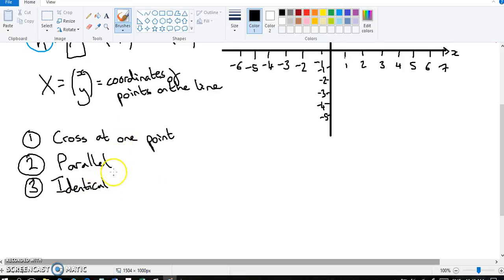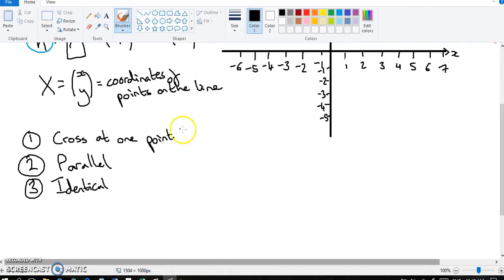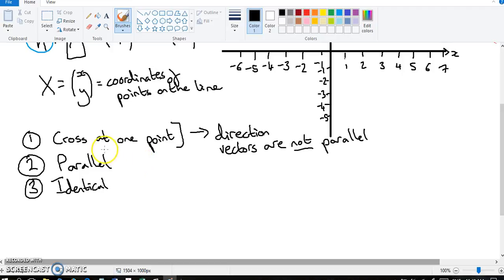So if you want to distinguish between these 3 things by calculation, your area of interest is really the direction vectors of the 2 lines that you have. In this case, you have that the direction vectors of the 2 lines are not parallel, whereas in these 2 cases, if the lines are parallel or they are the same line, then the direction vectors are parallel.